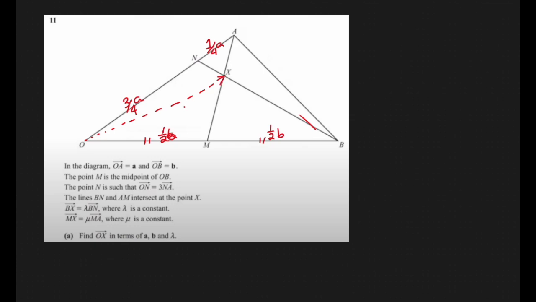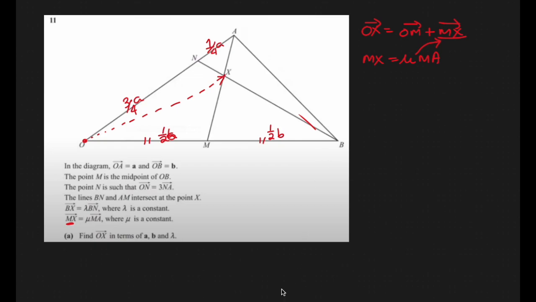This is vector OX. So if I'm starting from here, this is the tail. How can I reach X? I will reach either by this route, go to N and then go to X, or go to OM and then MX. Since MX is given, I'll take this route. So OX is vector OM plus MX. And MX is mu times MA. That means this MX can be replaced by mu MA.